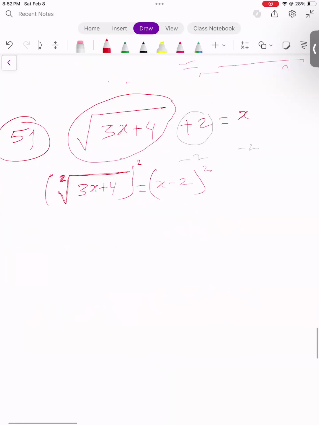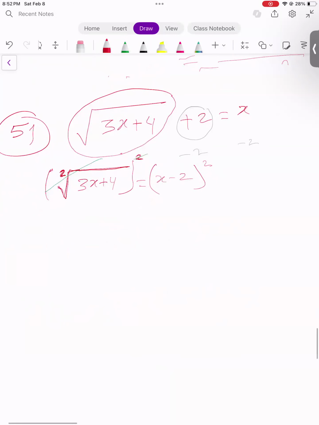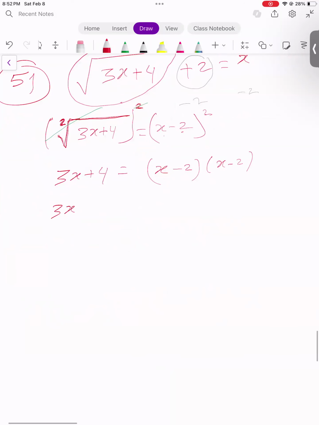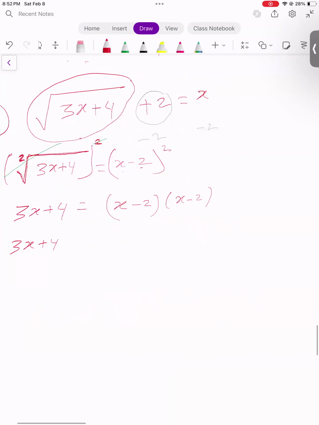So this is our square root, and we are squaring on both sides. Now this square root and this square cancel. So we have 3x plus 4 equals, now we have x minus 2 squared. We can rewrite this as x minus 2 times x minus 2. So this is 3x plus 4. Now this is not equal to x squared minus 4. So this is wrong.